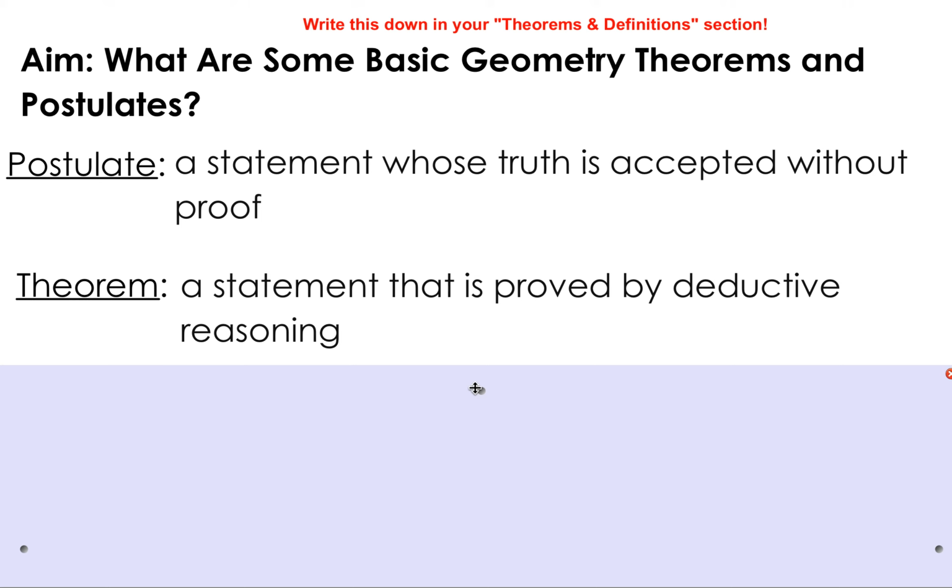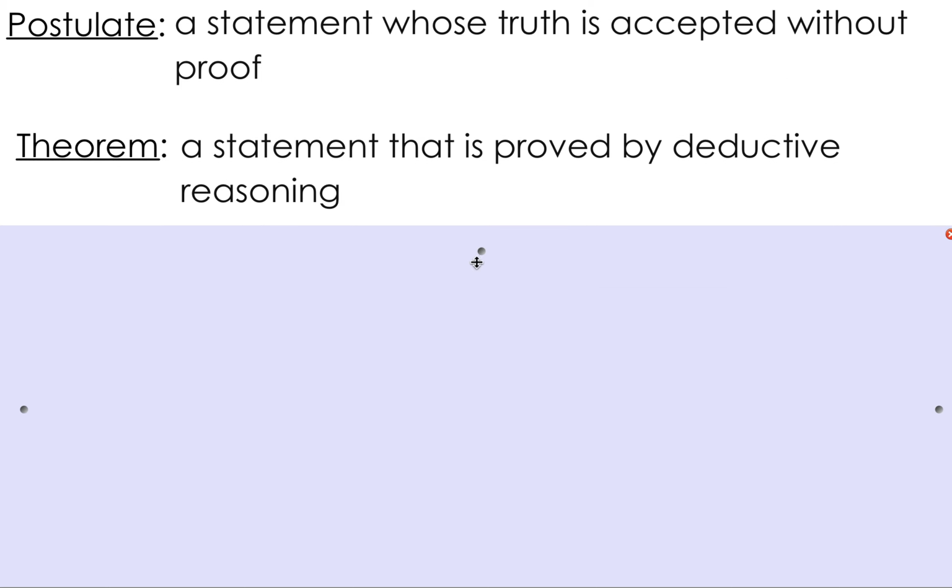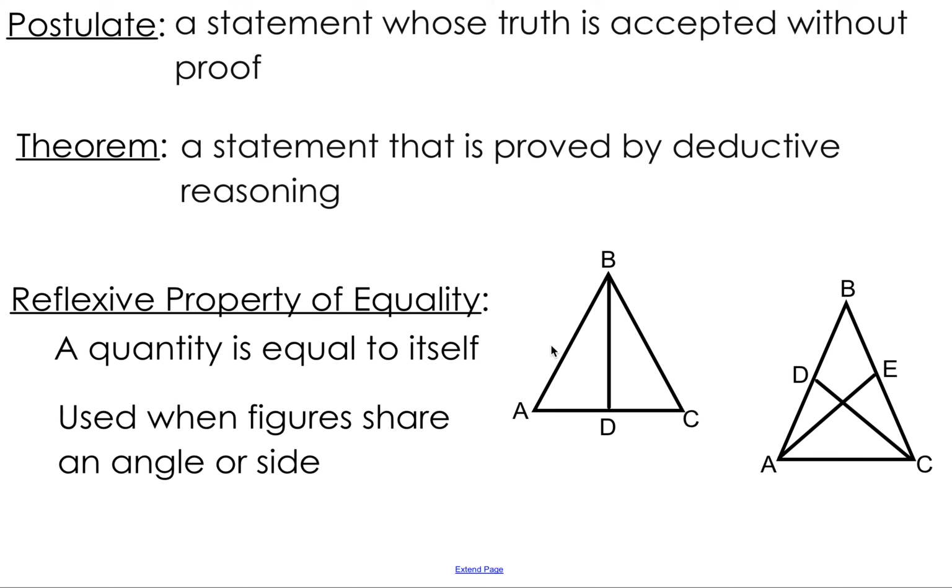Let's take a look at something that might not be obvious to you, and this is a postulate that basically says the reflexive property of equality, or just plain the reflexive property. What does the reflexive property mean? It means a quantity is equal to itself. It can be applied to a line segment or a side of a triangle, or it can be applied to an angle. So you can apply it to the side of two triangles, or you can apply it to an angle that is shared by two triangles.